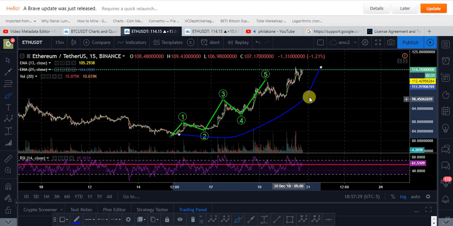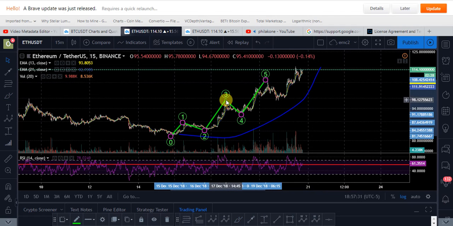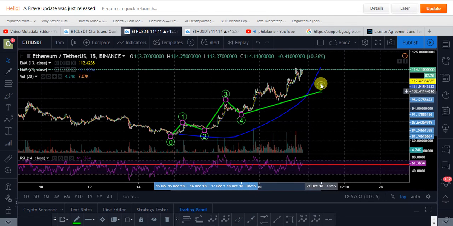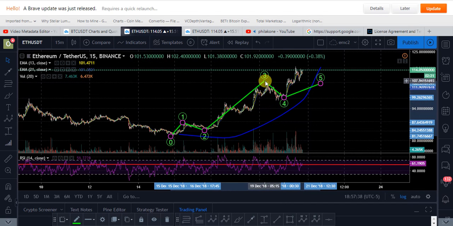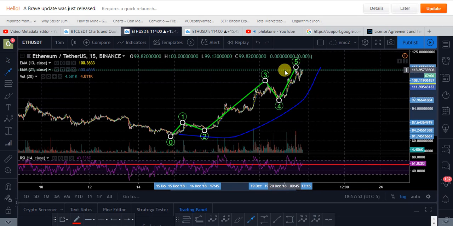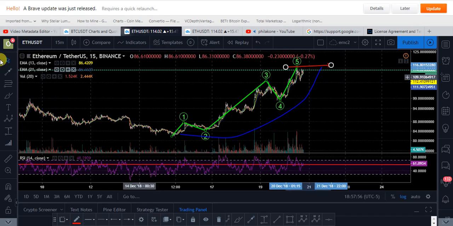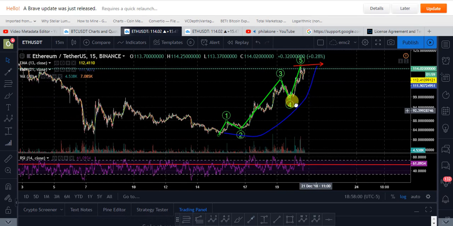The number two scenario is that you're gonna assume this is wave number three right here. So you got this ABC correction, and maybe we're about to finish this correction right here. So you got 1, 2, 3, 4, 5. So we're gonna retest this top basically. Most likely gonna fail right here. It's about 116, 117, and then what are we gonna get next?